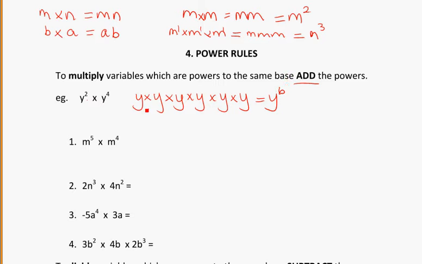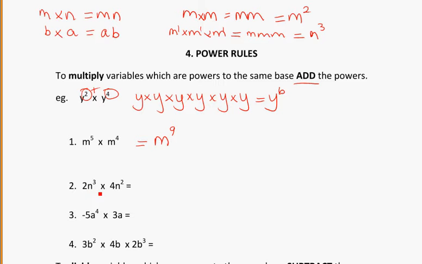Now we don't want to be writing all the y's out, so the quick way is to take the powers and add them together. So 2 plus 4 is 6, and we can go straight to y to the power of 6. Try question 1. M to the power of 5 times m to the power of 4. What have we got? We've got 5 there and 4 there. Add them together. The base is the same, m, so it's just m to the power of 9.